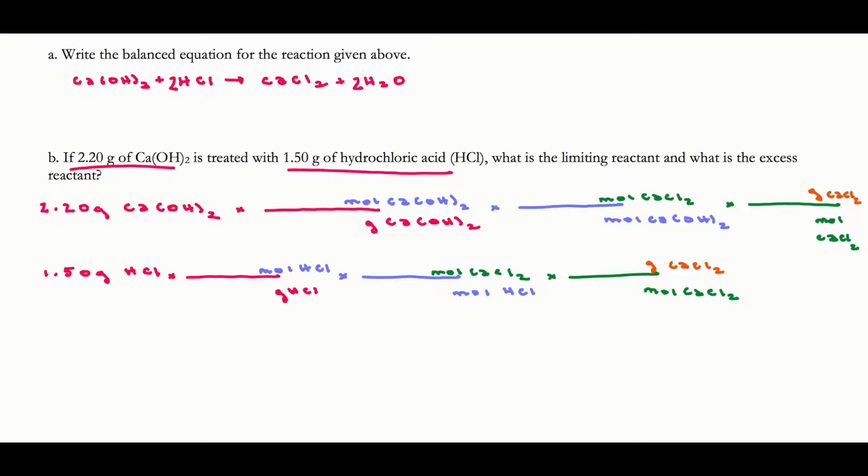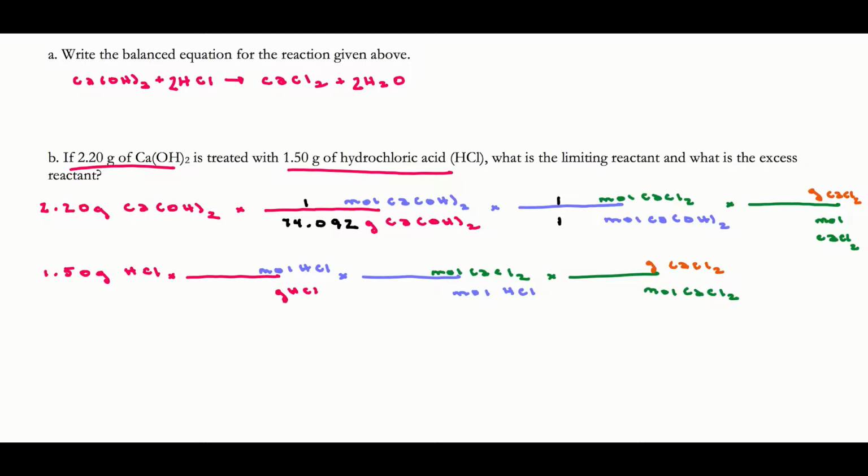So for calcium hydroxide to go from grams to moles, I need to determine the molar mass of calcium hydroxide. So for calcium, its molar mass is 40.078. Oxygen is 15.999 times 2, because I have 2 oxygens, plus hydrogen, 1.008 times 2, because I have 2 hydrogens. So for every 1 mole of calcium hydroxide, I have 74.092 grams of calcium hydroxide. Okay. Then for the mole to mole ratio, the coefficient in front of calcium chloride is a 1, in front of calcium hydroxide is a 1, okay?